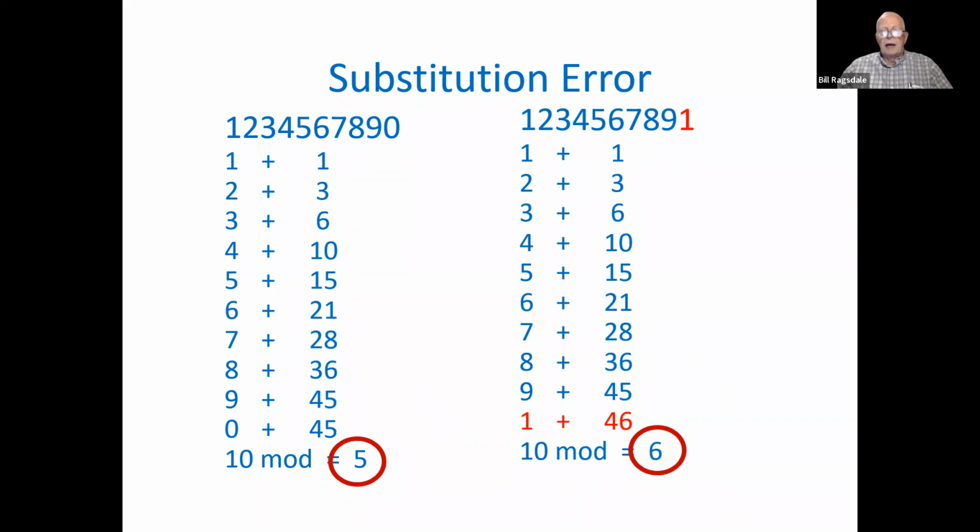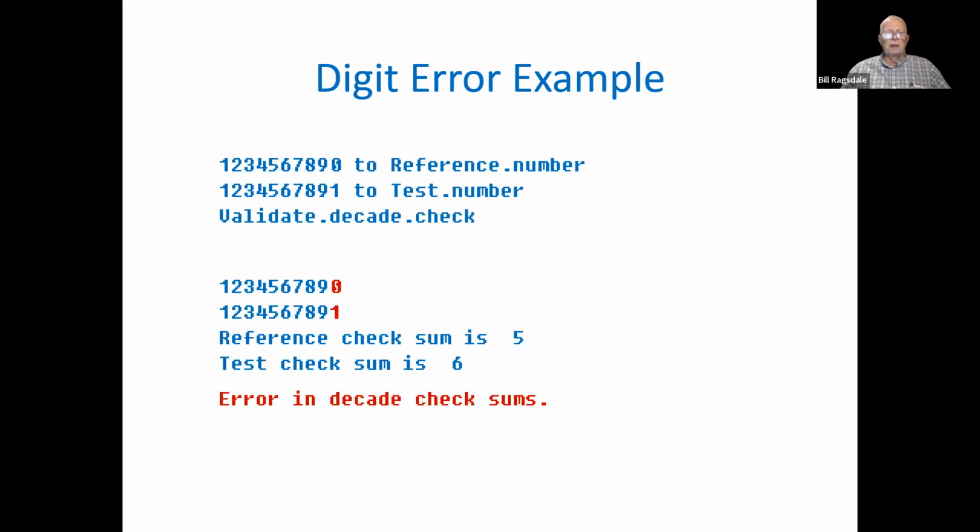On the right, in place of the 0, I've added the number 1. We go through the same process. And of course, down at the bottom, we see the sum gives a value of 46. The mod extraction gives us a checksum of 6, which of course would be in error. And this is the diagnostic display we get.